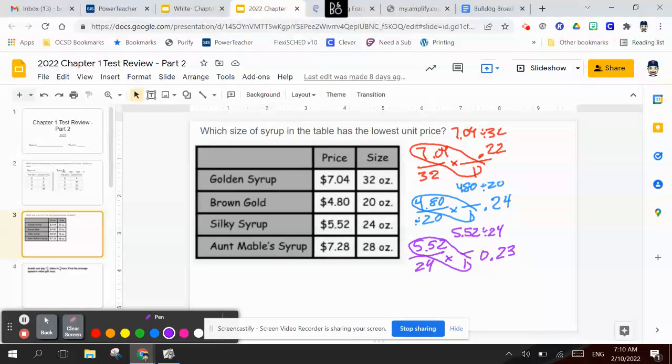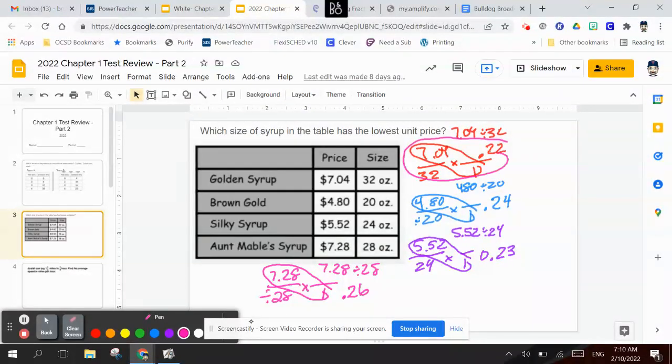Let's look at Aunt Mabel's syrup. Aunt Mabel's is $7.28 for 28 ounces. How much for 1? We cross multiply. 1 times $7.28 is $7.28. I'm going to divide that by the total number of ounces, which is 28. And it's also the only number I have left. 7.28 divided by 28 is 26 cents. So of all of these, which is the cheapest? That's going to be 22 cents, which is going to be the golden syrup.